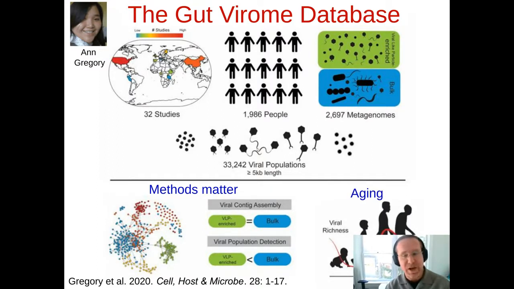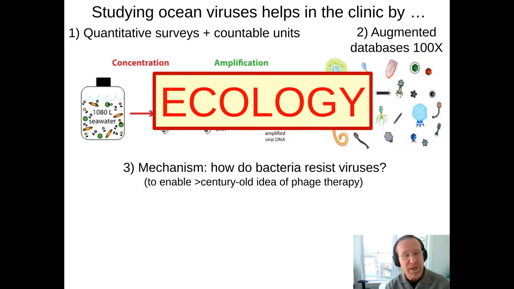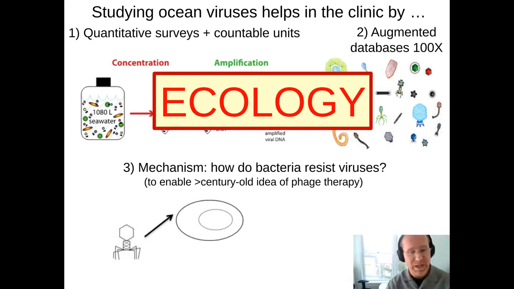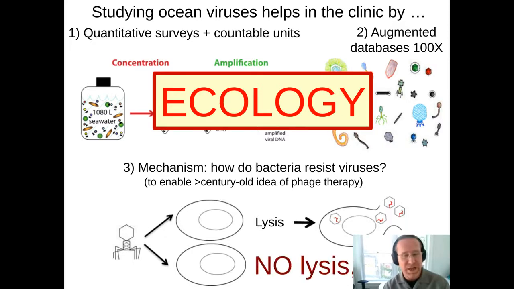We learned about the kinds of viruses and the relative richness and how richness changes in the course of the human life, looking at the impact of aging on the viral communities. So that's in the human setting, particularly studying viruses of microbes in relation to aging. We could also, as we talked about earlier, look at resistance, and this might enable really a 100-year-old idea of phage therapy, the idea that a virus can infect a cell and might lyse it and infect another cell and may not lyse it. Why? What are the mechanisms for that?